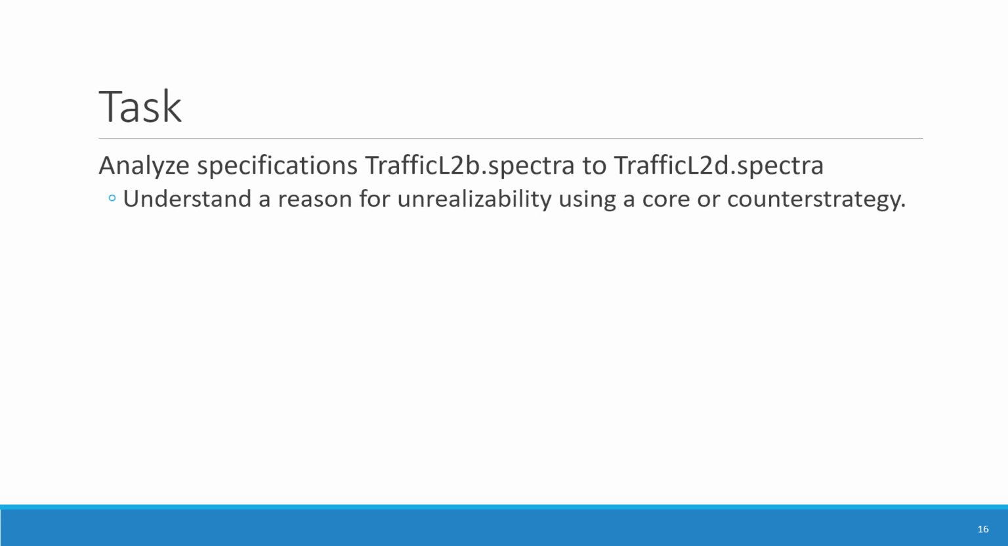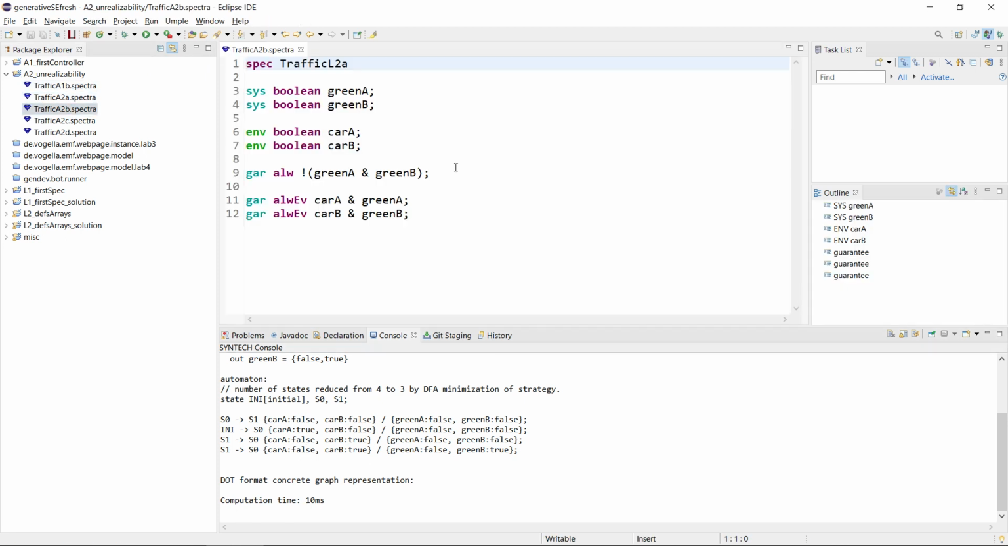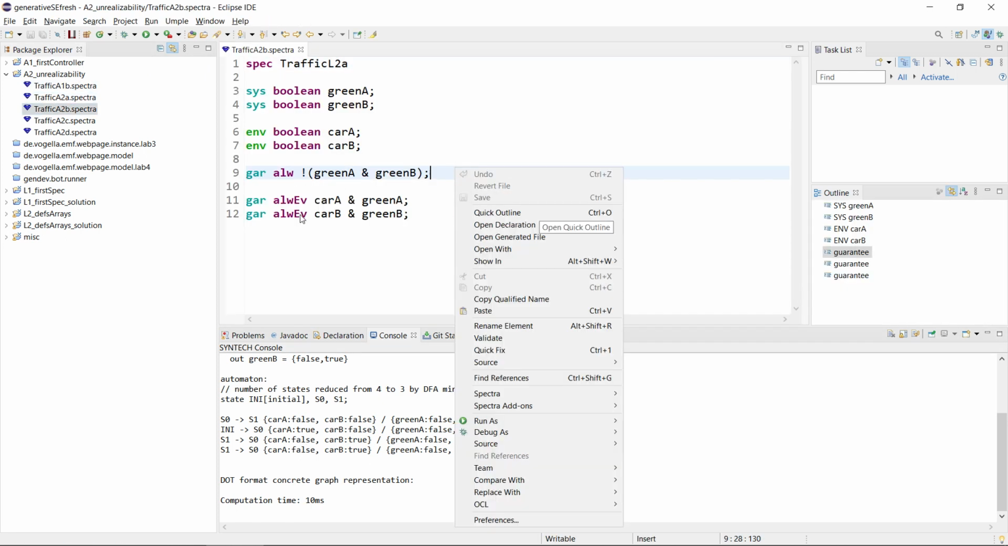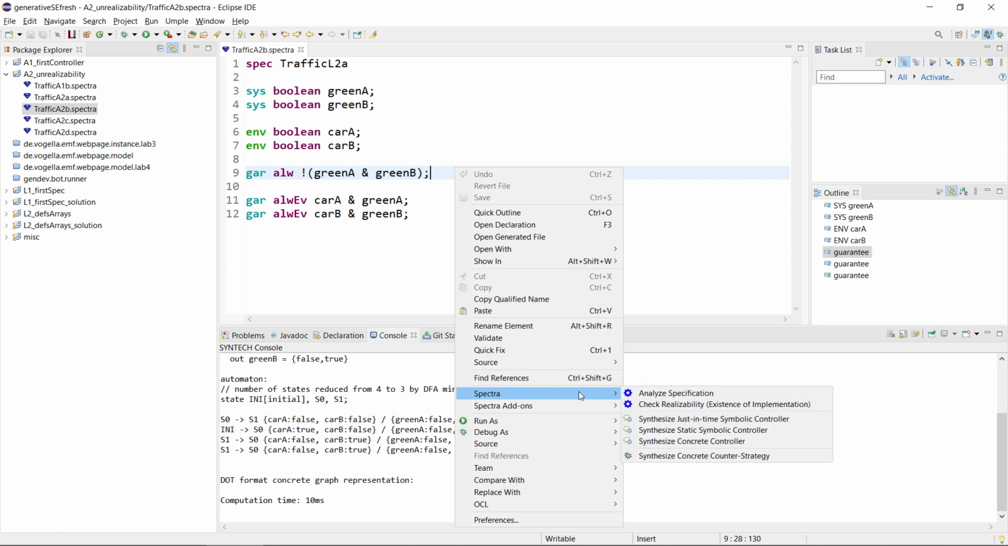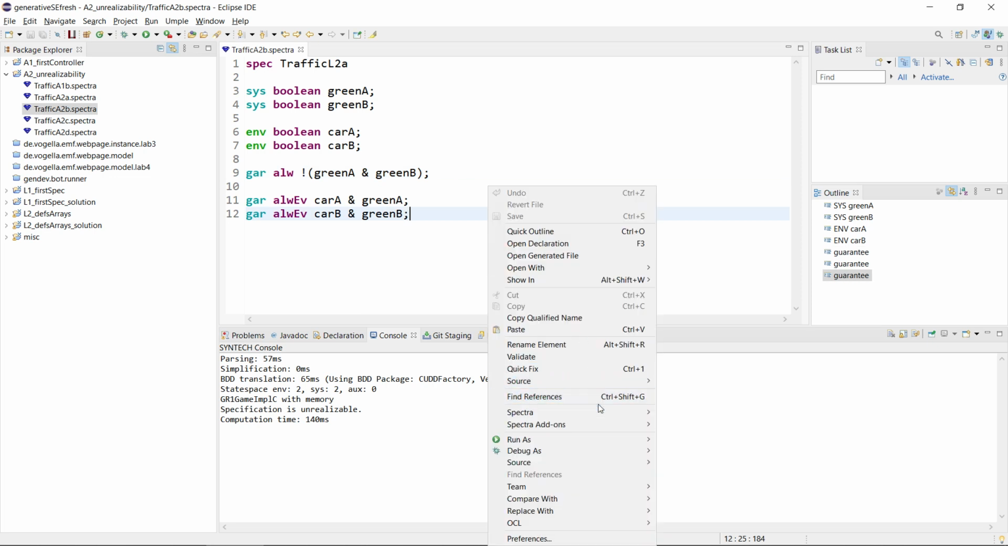Okay, so let's have a look at the solutions for these tasks. We had to analyze these three specifications, B, C, and D, and understand the reasons for unrealizability using a core or a counter strategy. So first, we should always check whether they're really unrealizable. This one, oh, we only have three guarantees. That can't be so difficult. It's unrealizable.